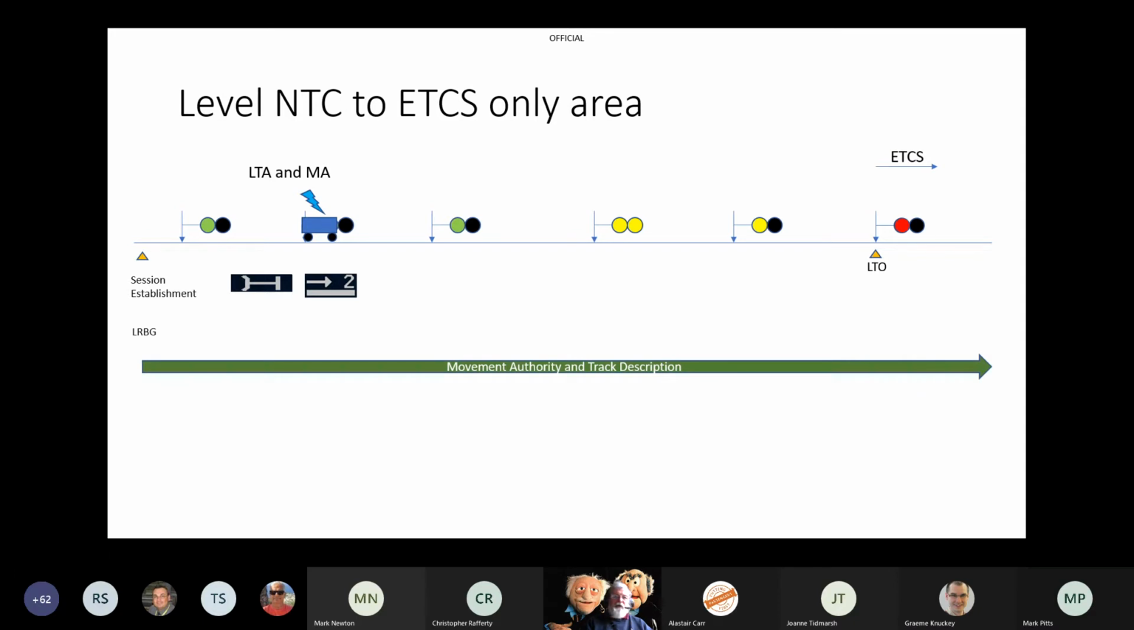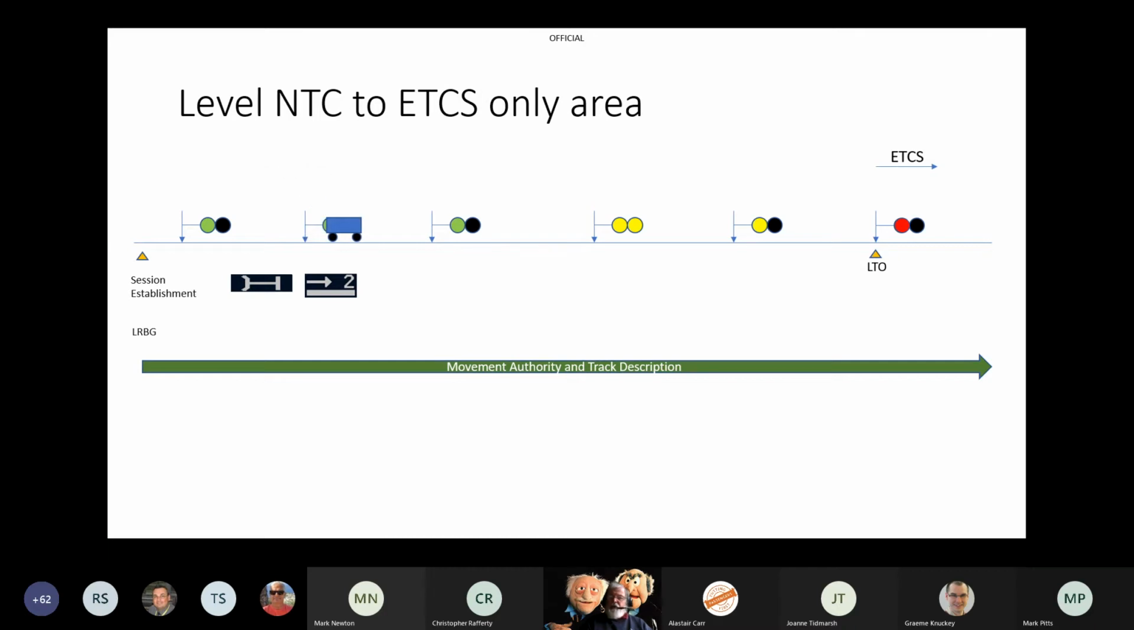The Balise group that was used for session establishment, or another Balise group, can be used as the LRBG, the last relevant Balise group, and the movement authority and the track description will start from that Balise group. So even though the train is operating in level NTC, it will actually have stored on board a movement authority and track description for the remainder of the NTC area and into the ETCS area. However, at this point, the driver is still operating with the line side signals.